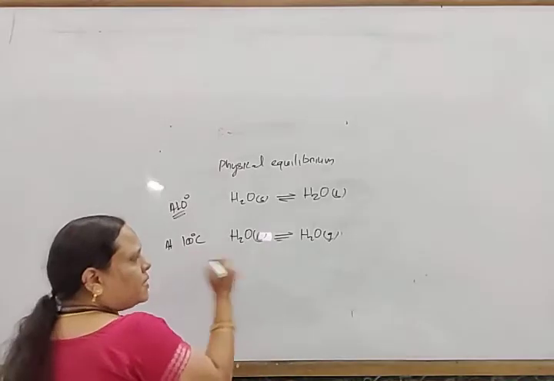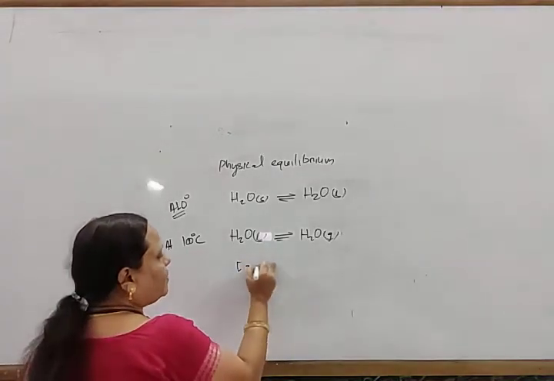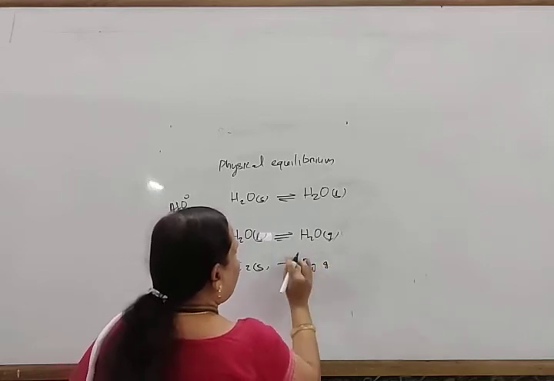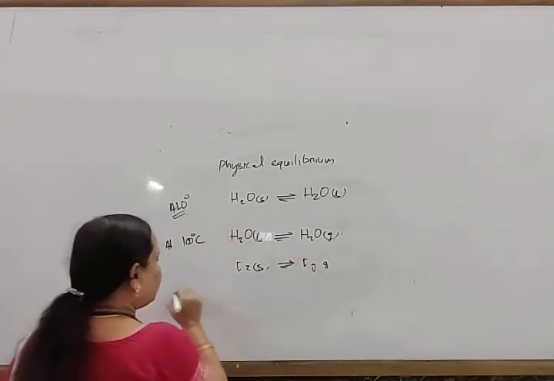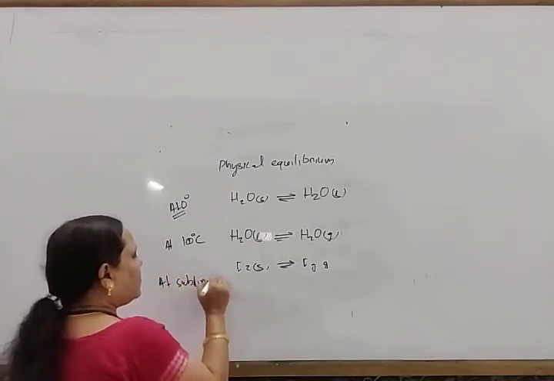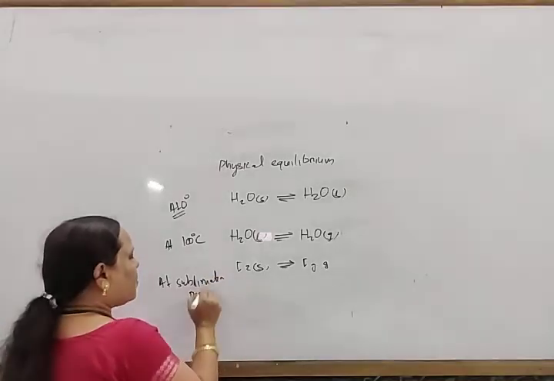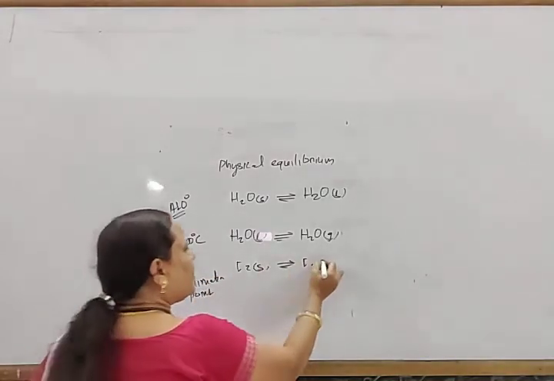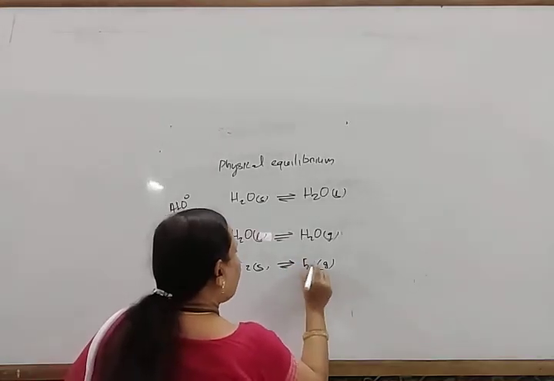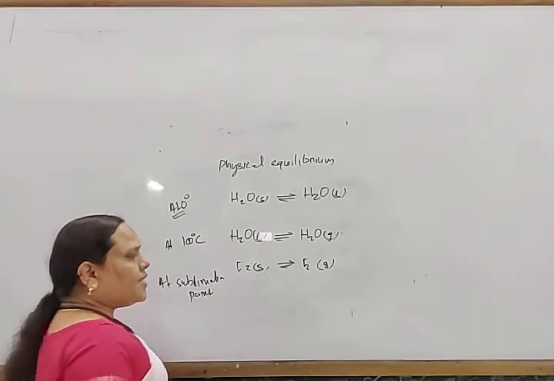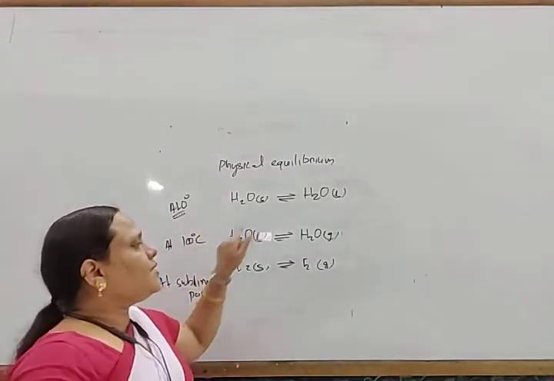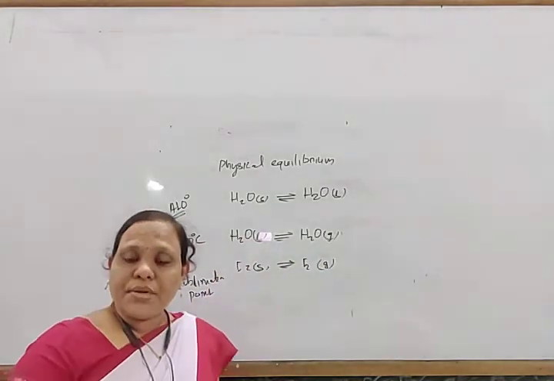Similarly, suppose at sublimation point, solid I2 is converted to I2 gas. I2 solid is converted to I2 gas at sublimation point. At sublimation point, we can say the iodine solid and I2 gas are in equilibrium. Similarly, this is solid liquid, this is liquid gas, this is solid gas equilibrium.